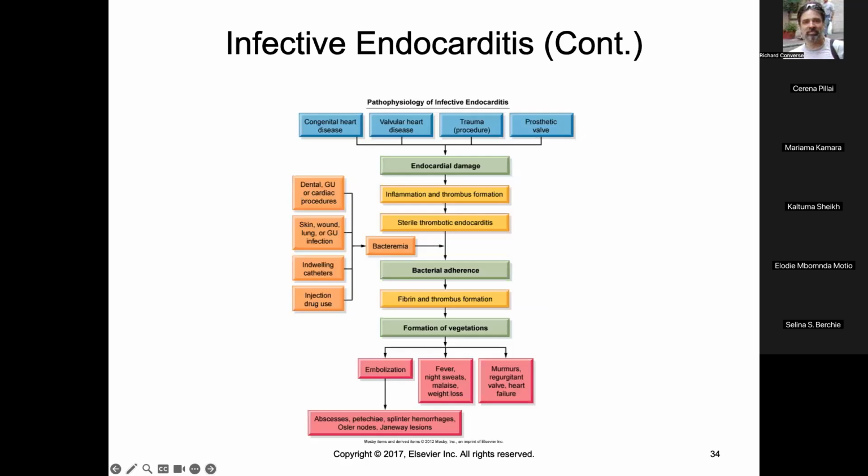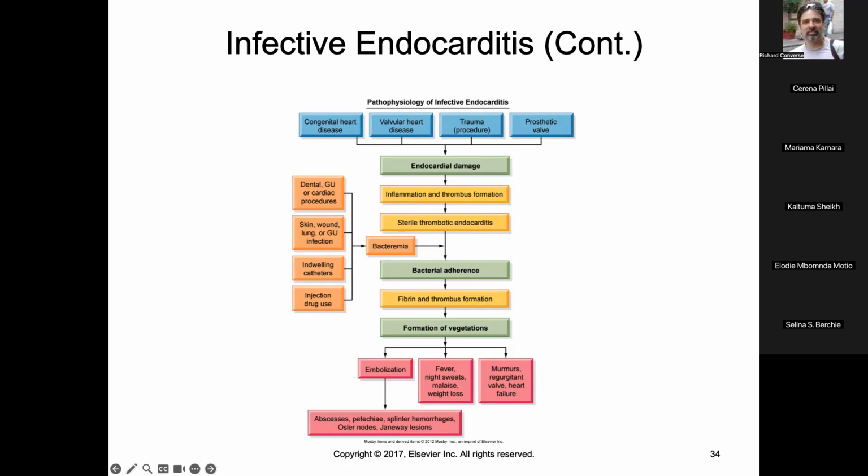So you can see the flow chart here. Pathophysiology: infective endocarditis, which is inflammation of the inner lining of the heart. Congenital heart disease, valvular heart disease, trauma, prosthetic valves. We damage the endocardium, we get inflammation and thrombus formation, sterile thrombotic endocarditis, and then we have the potential as a result of other procedures to introduce bacteria into the bloodstream.